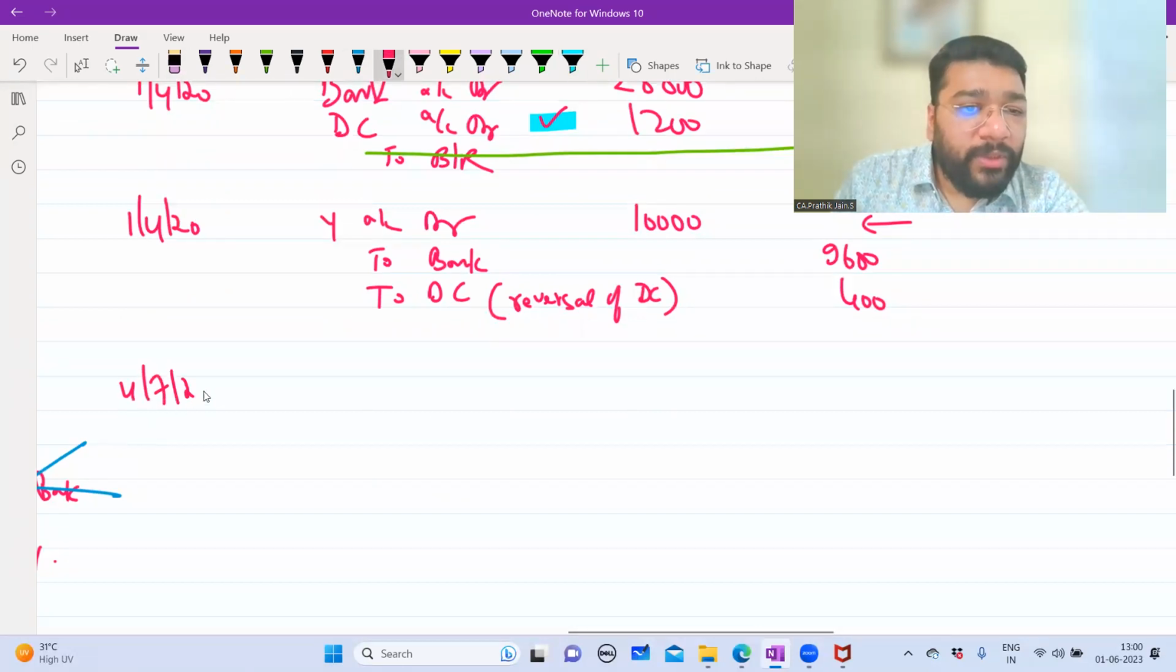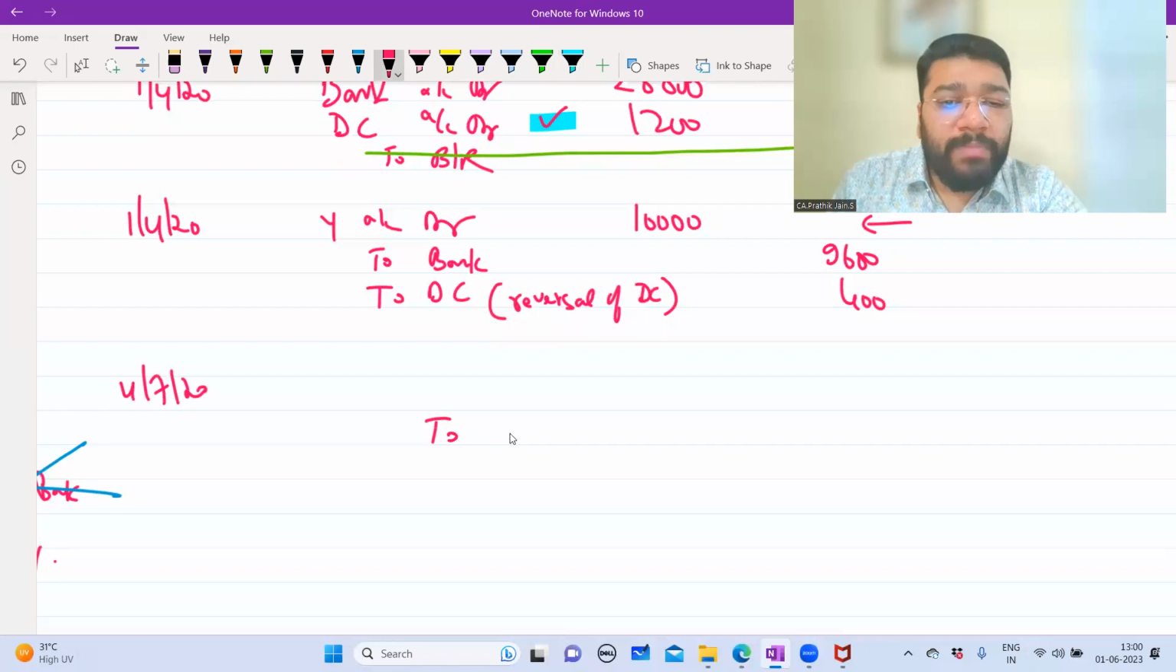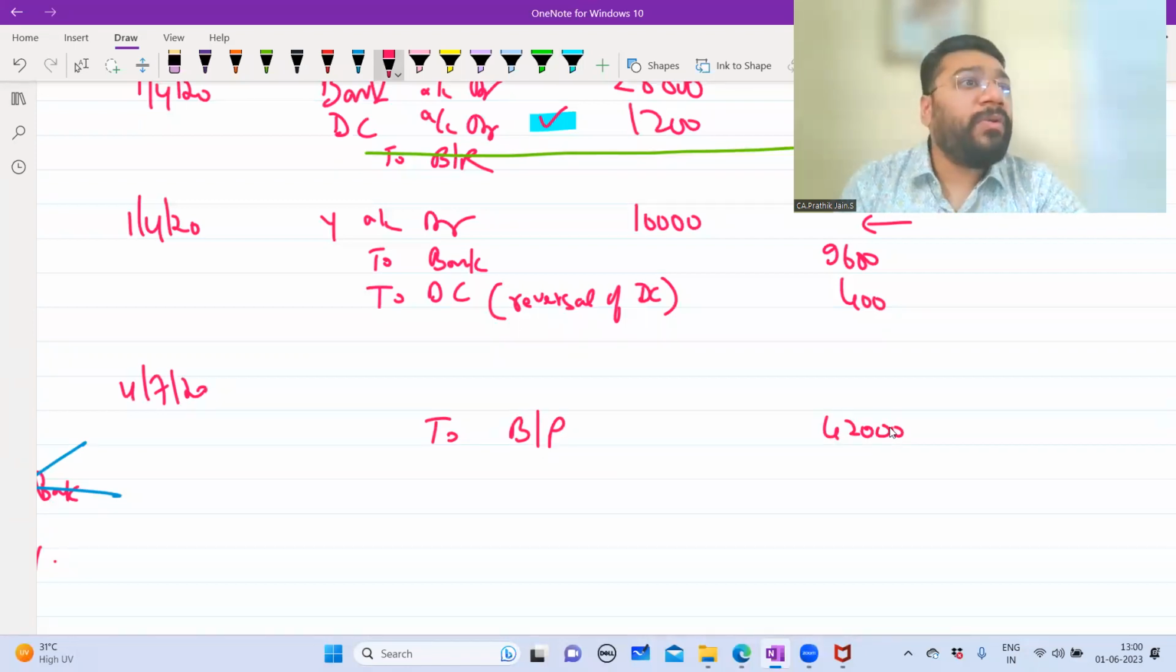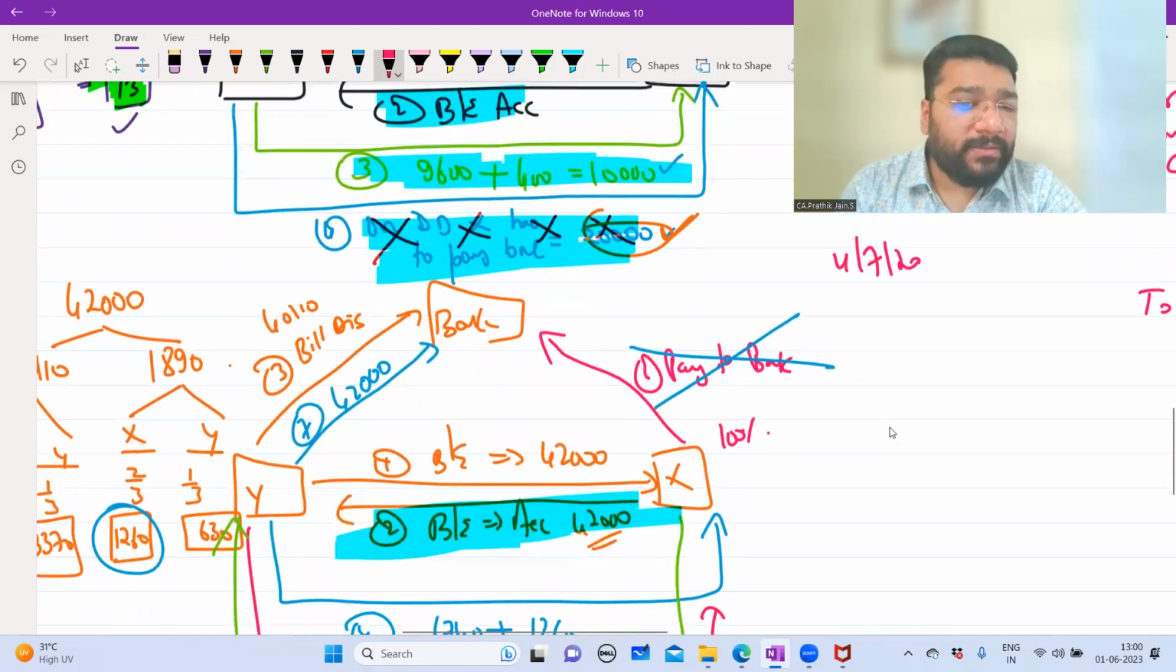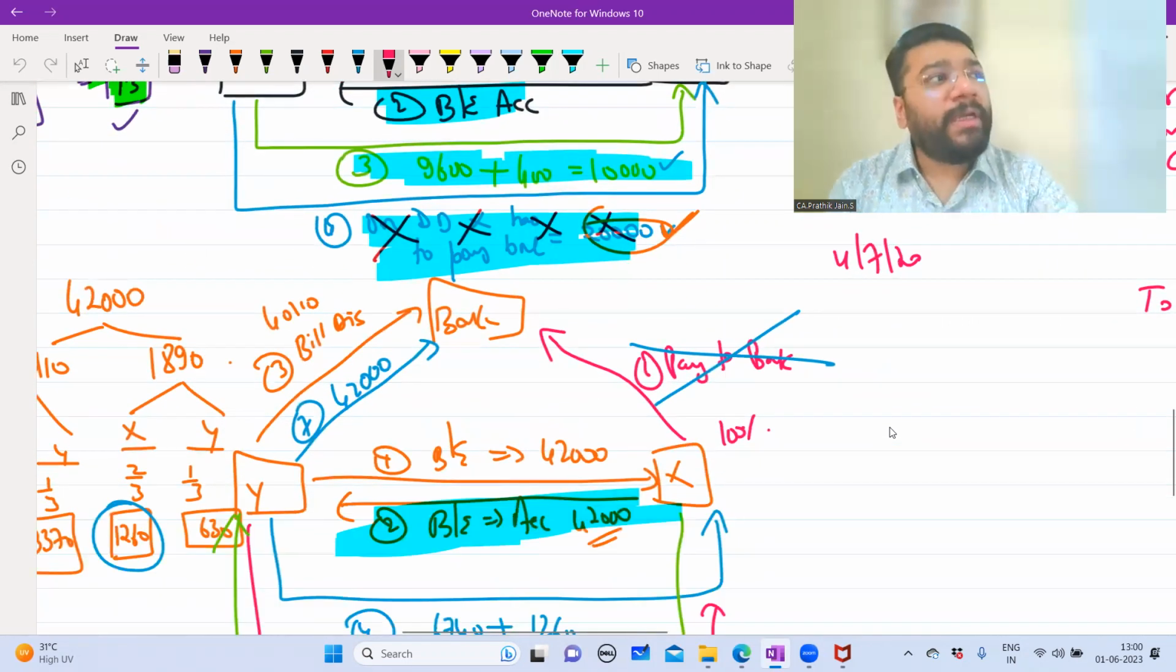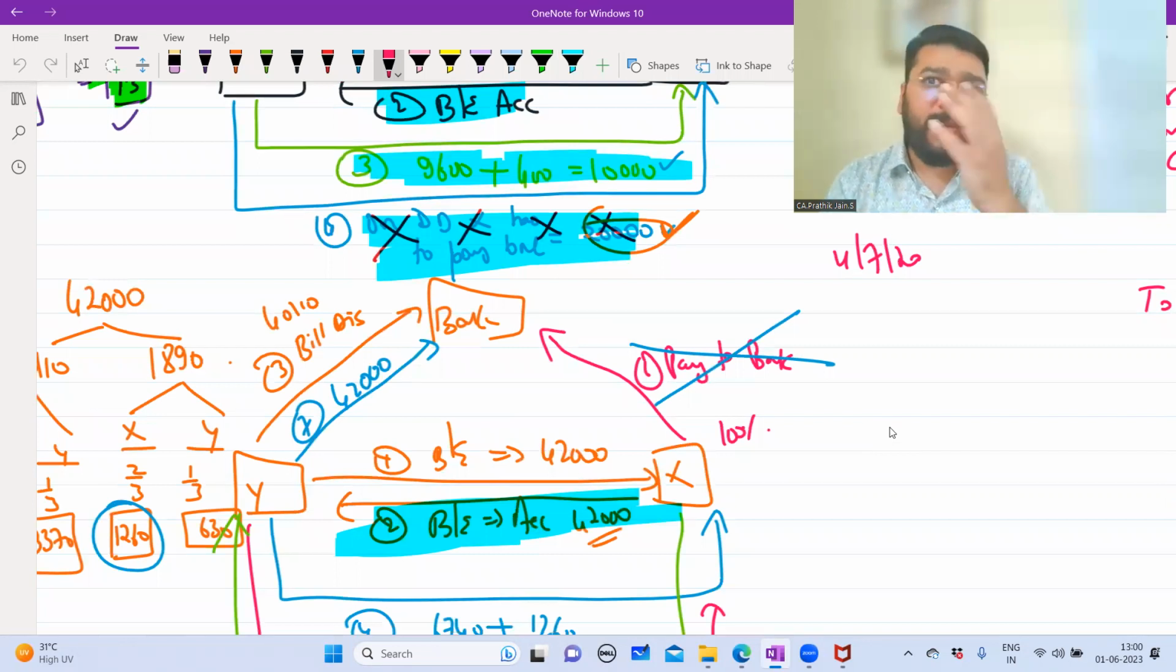4th of July 2020. To bills payable. How much? 42,000 rupees. We have to pay this bill to Y, guys. But really, for this 42,000 rupees, X has agreed to make this payment.